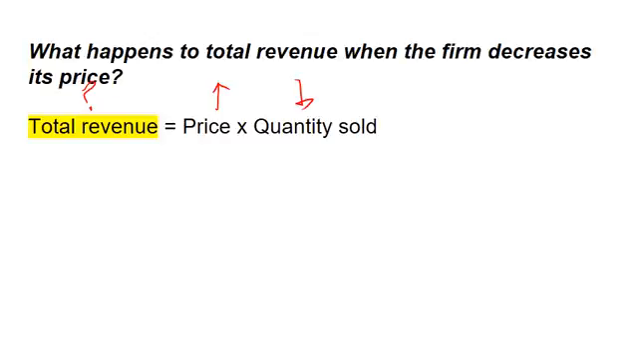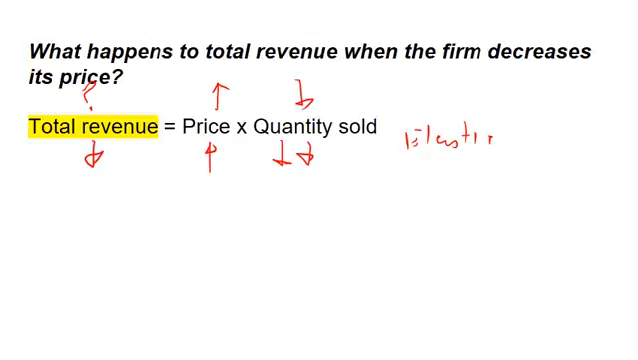Let's talk about it. What if the demand is elastic? That means when you increase price, the quantity demanded is going to go down a lot. Well, if you multiply a small increase in price by a big decrease in quantity, you can tell right away that the product is going to fall. So when the demand is elastic, an increase in price leads to a decrease in total revenue.